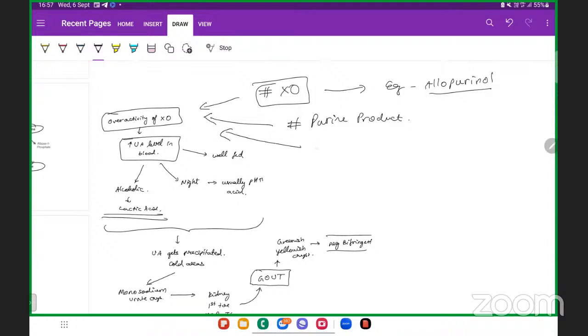Just respond. Now, the other one is you have to increase the uric acid breakdown. How do you increase the uric acid breakdown? By giving a drug called rasburicase. Rasburicase is a drug which increases the uric acid breakdown. Allopurinol inhibits your xanthine oxidase, and you can inhibit the purine production.